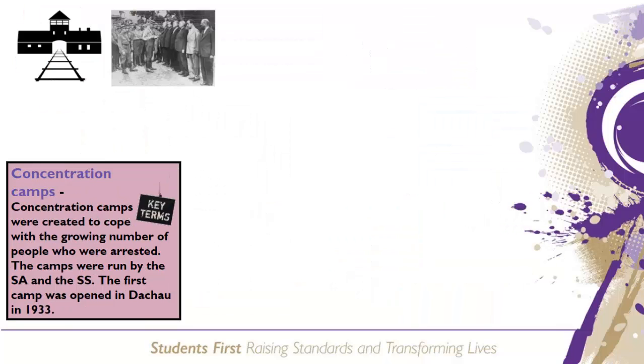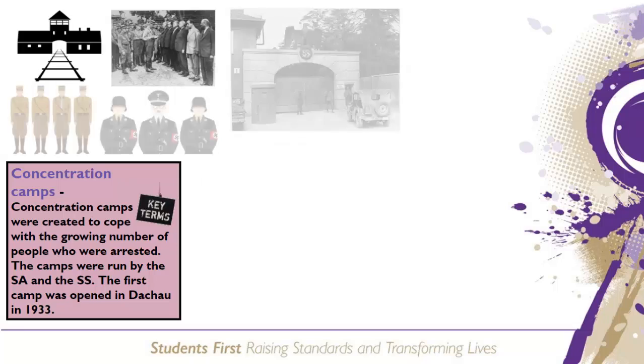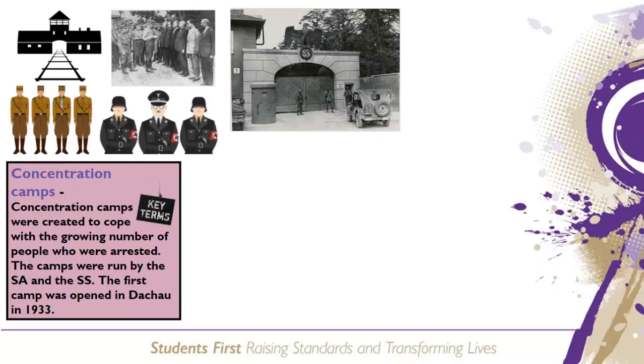Concentration camps were created to cope with the growing number of people who were arrested, as by 1939 150,000 people were under protective arrest. The camps were run by the SA and the SS, and the first was opened at Dachau in 1933. In the camps, work was hard, for example breaking stones. The inmates were treated with great brutality and many prisoners died.